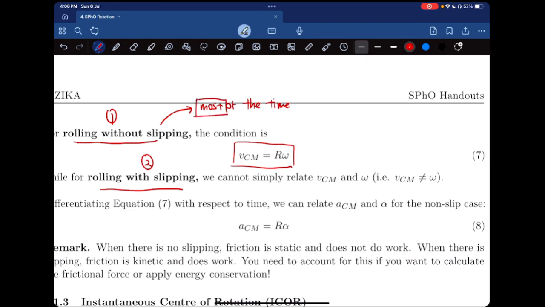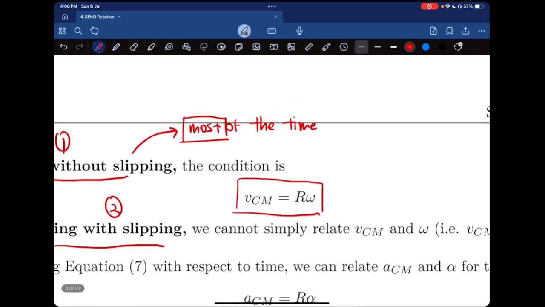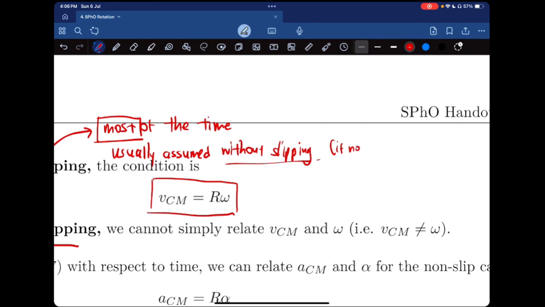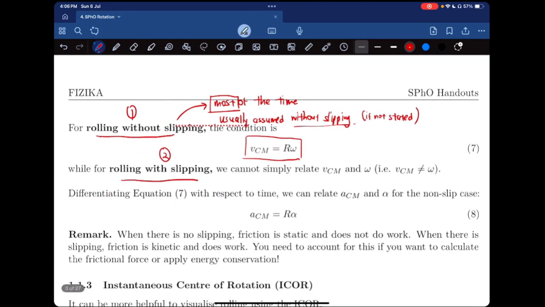Keyword being most, because some of the time you can't assume this. If a problem doesn't state whether something is rolling with or without slipping, it is usually assumed to be without slipping, unless that assumption gives something that is really weird or nonsensical. So you usually assume that it is without slipping, if not stated. But any good problem will state whether it is slipping or not slipping.